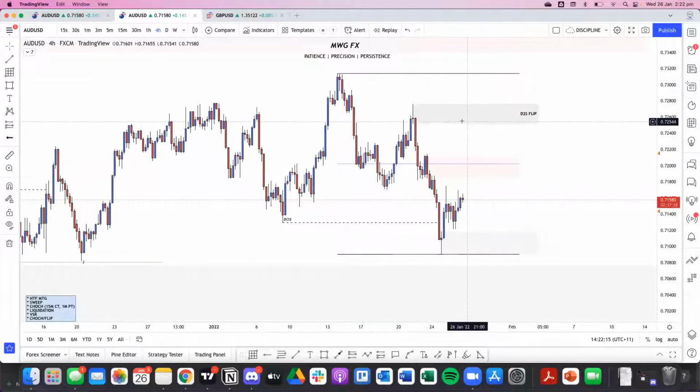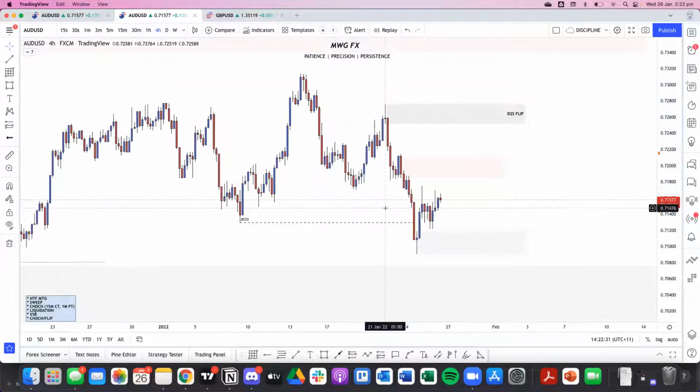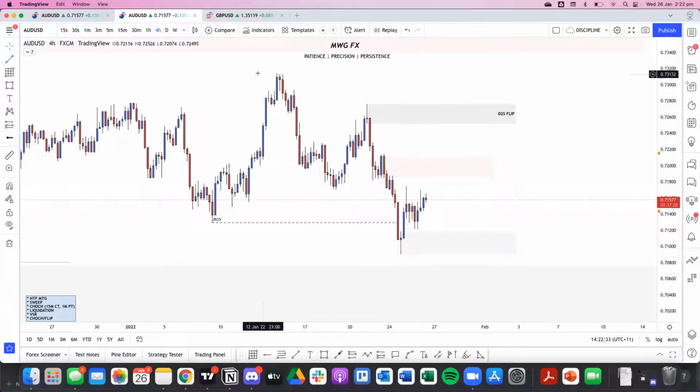So really, this is actually a better target. This was more like a decisional, whether or not we get just a slight reaction and then continue higher to test this flip zone is yet to be known. But these are the two areas above that we're looking at, and this is the area below we're looking at. So that's what we need to know at the moment. Again, let's just keep the charts nice and clean. That's all we're looking at.